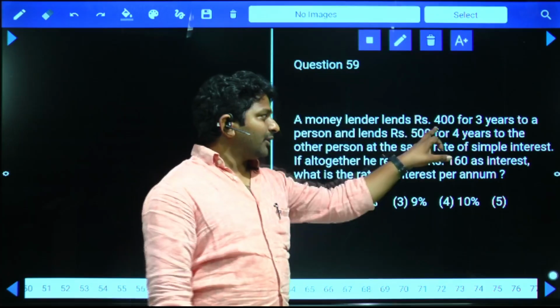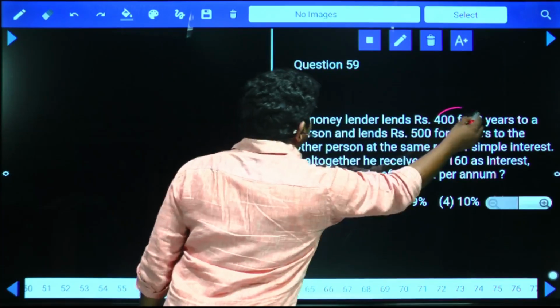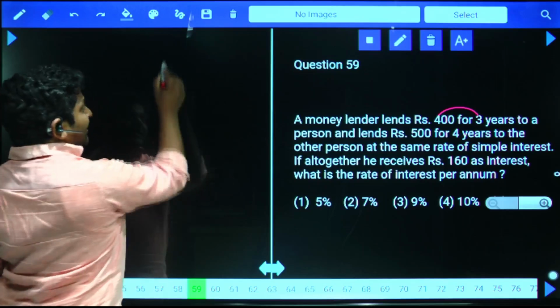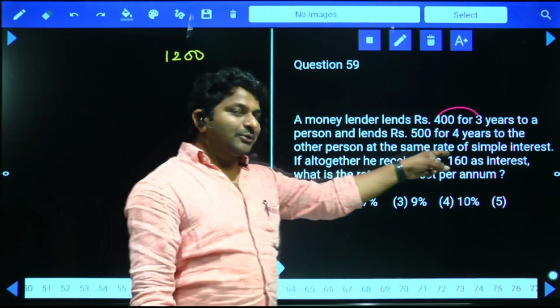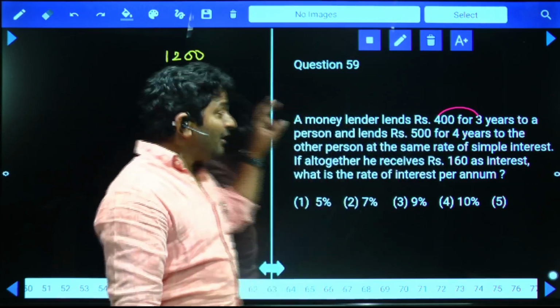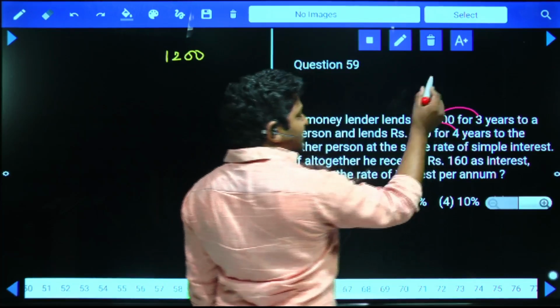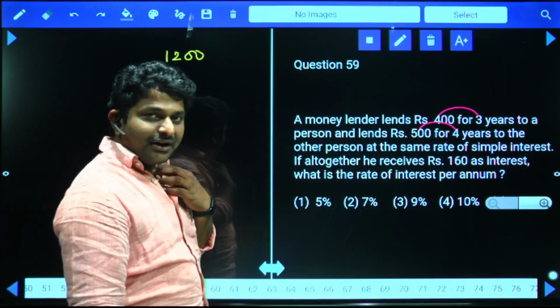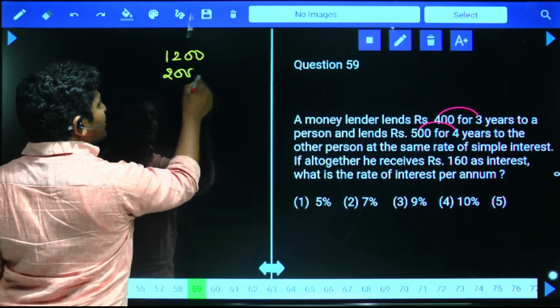Interest obtained on 400 for 3 years is equal to interest obtained on 1200 for 1 year. The same way, 500 is given for 4 years. Interest obtained on 500 for 4 years will be same as interest obtained on 2000 for 1 year.